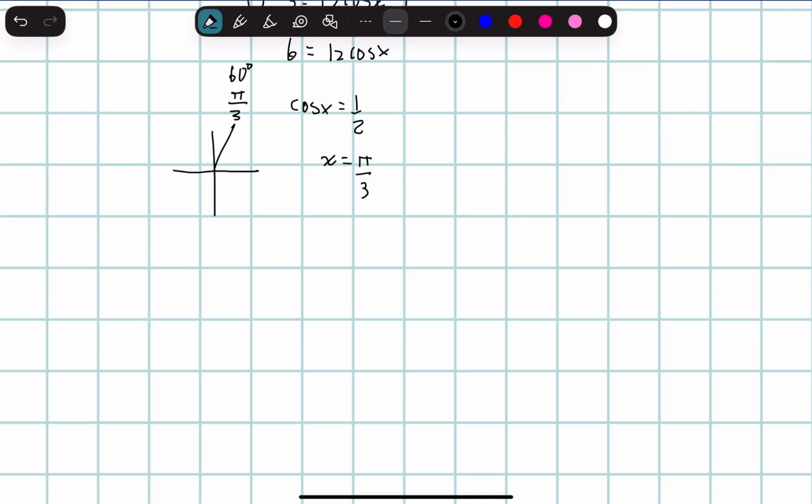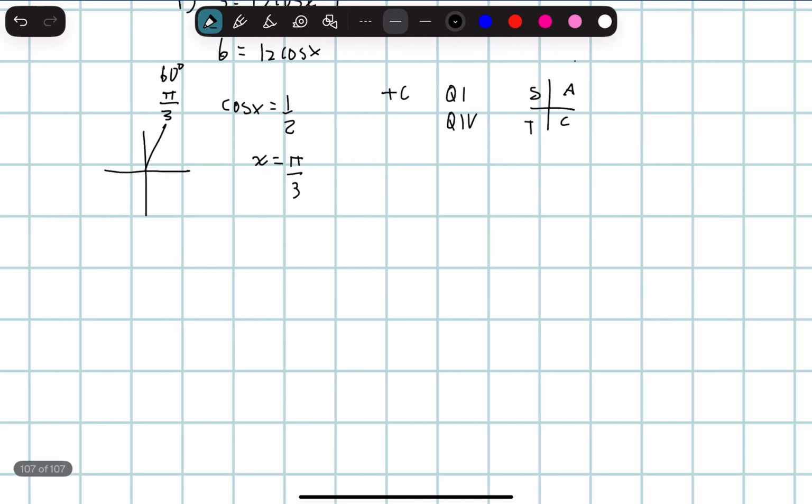And note that you have positive cosine in Q1 and also in Q4. So think about ASTC. In Q1 everything is positive, so you have positive C, and then in Q4 you have positive C again. So now you also have 5 pi over 3 as a solution.